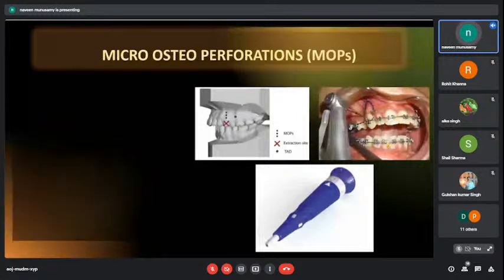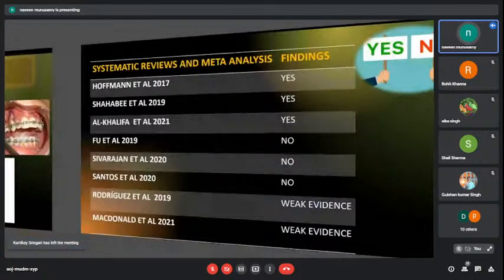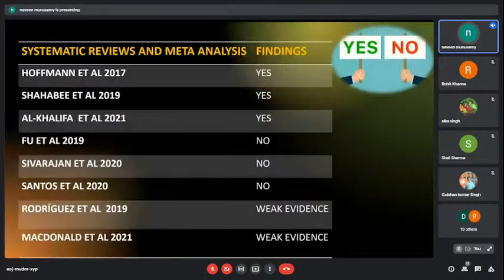And again, the underlying basis for this method is the same: it causes an inflammatory process, there is a release of cytokines, and these cytokines cause an upregulation of the RANK-RANKL pathway, leading to an increase in the rate of tooth movement. If we go to the literature and search, we will find that contradictory results are still seen. Many systematic reviews and meta-analyses say that there is some effect of microosteoperforations, while some researches say that there is no effect. There is only weak evidence linking microosteoperforation to accelerated tooth movement.